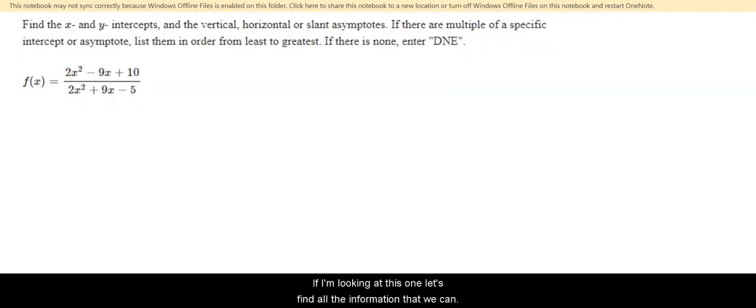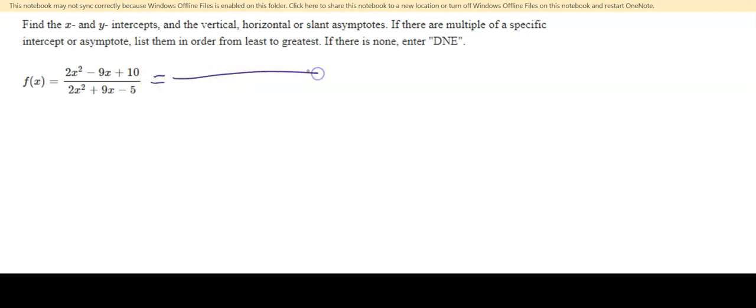If I'm looking at this one, let's find all the information that we can. We'll start by looking for vertical asymptotes and holes. These are the restrictions on the domain. We'll start by factoring the denominator.